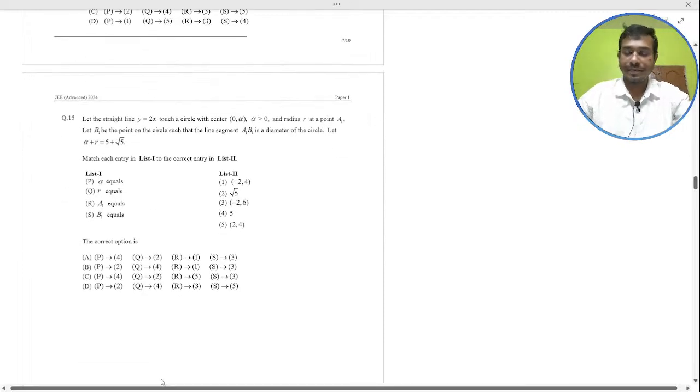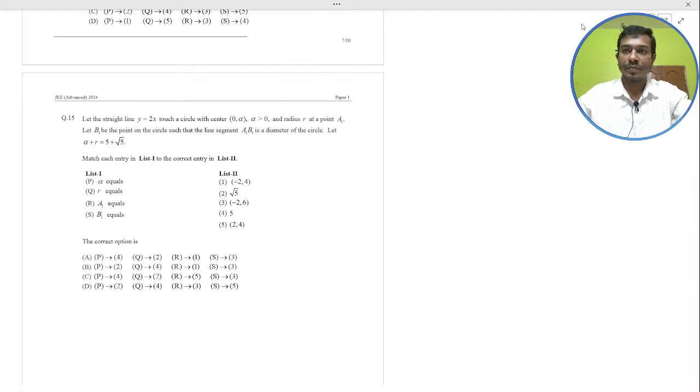Question number 15. Question 14 is for your homework. Simple. You just check all the options and match the column.